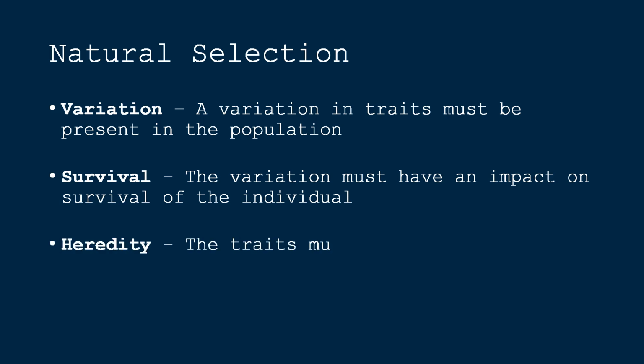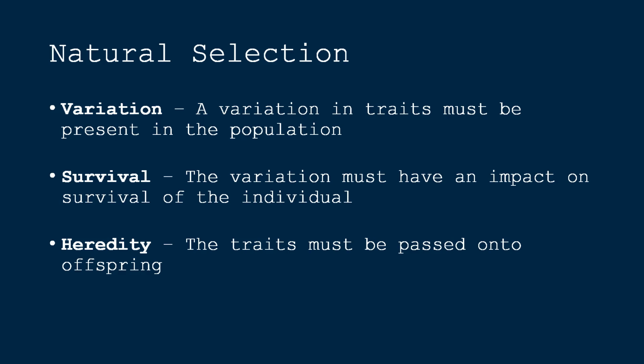Third, heredity refers to the passing on of genetic traits from one generation to the next. Traits that provide an advantage for survival are more likely to be passed on to the future generations, leading to the gradual accumulation of beneficial traits over time.